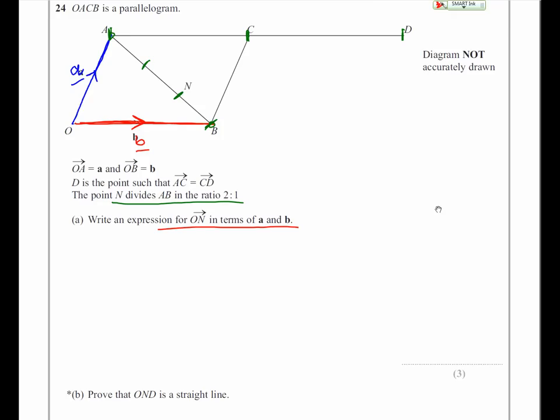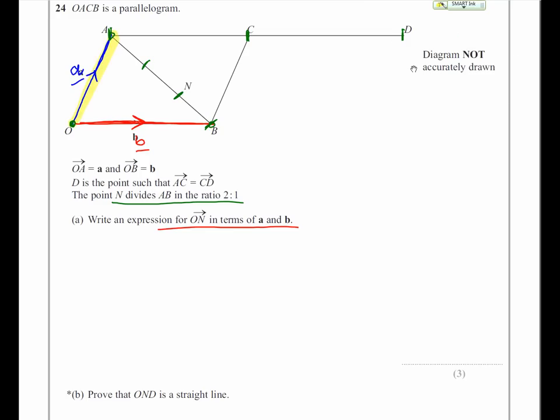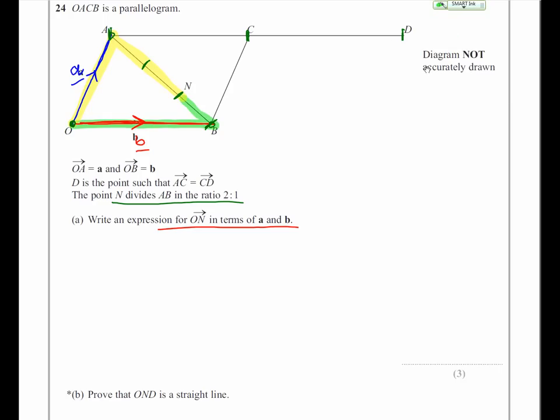ON. Let's do it in highlighted to see where we're trying to go. We're trying to go up here and then here. Alternatively, you could go a different route, in green, along here, up here. Both will give you the exact same answer. Now, let's think about how to get from A to B.